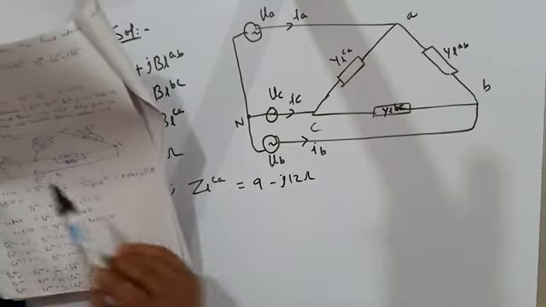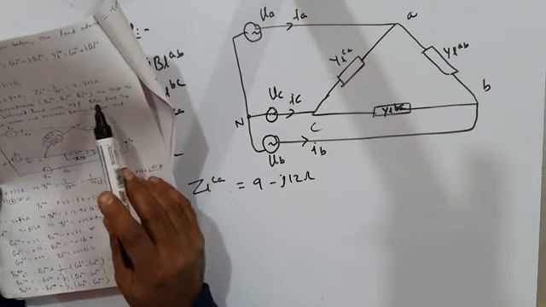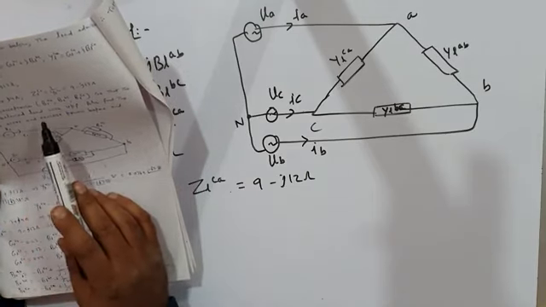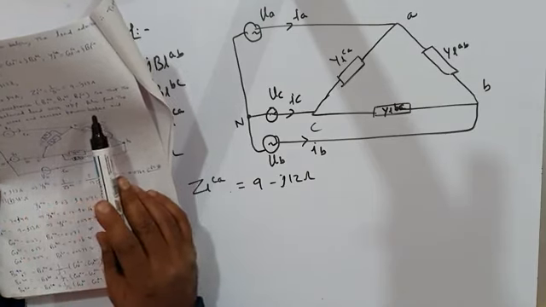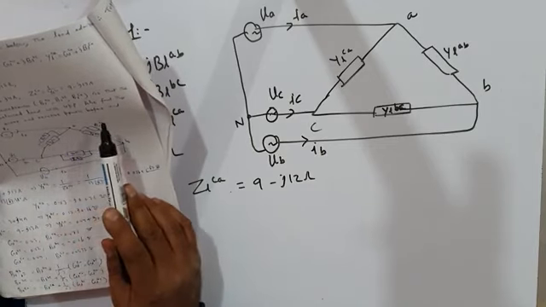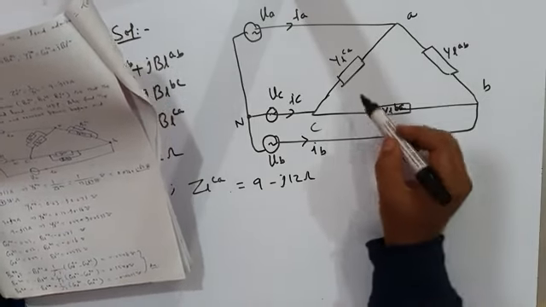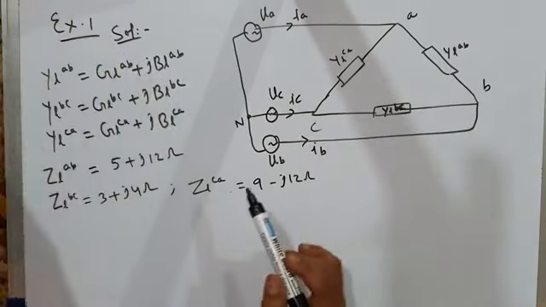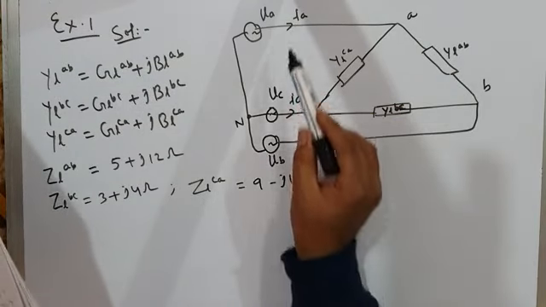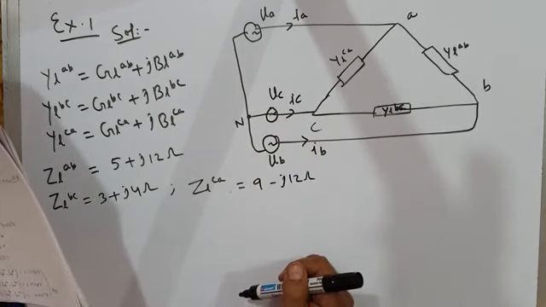Determine the compensator susceptances B gamma AB, B gamma BC, B gamma CA, so that the supply sees the load as a balanced load with unity power factor. Also find the line currents and source active and reactive powers before and after compensation. This is an unbalanced load. Without compensation, the three line currents IA, IB, and IC will be unbalanced. We will calculate them in a minute's time.